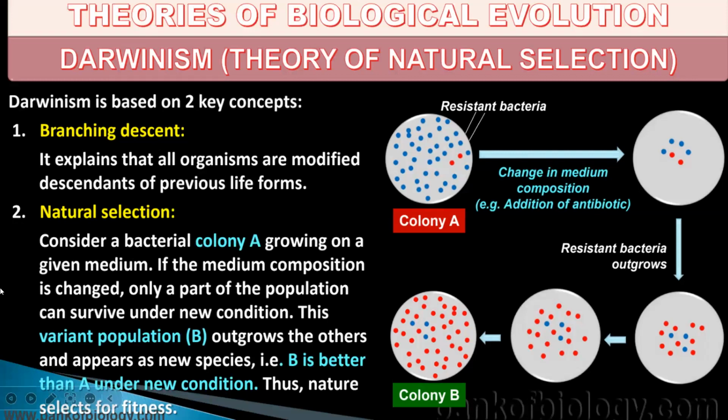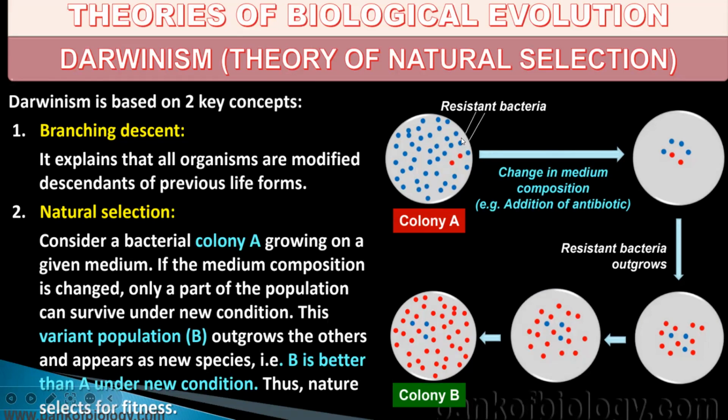Natural selection. For example, here what they have shown is consider a bacterial colony A growing on a given medium. If the medium composition is changed, only a part of the population can survive under the new condition, and the rest will be called weak. So if you grow bacteria as colony A, and if you change the medium, only a few will grow. And this resistant population will keep on growing to form colony B. Colony B outgrows the others, and B is better than A.